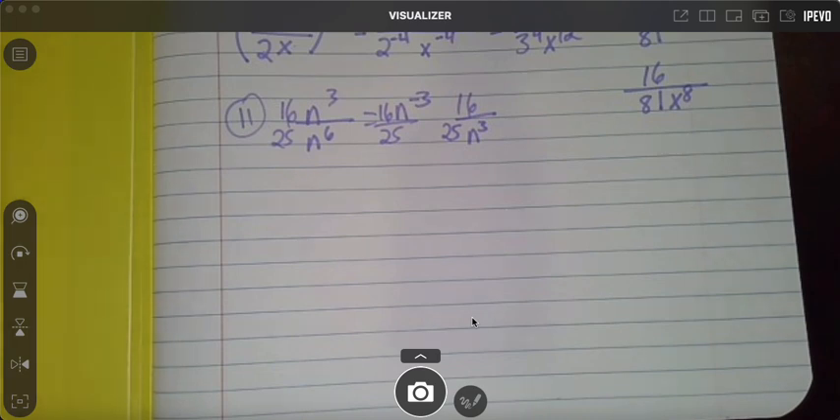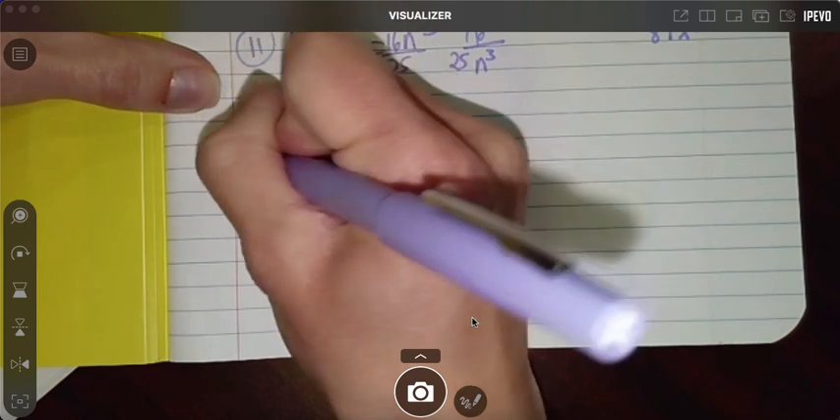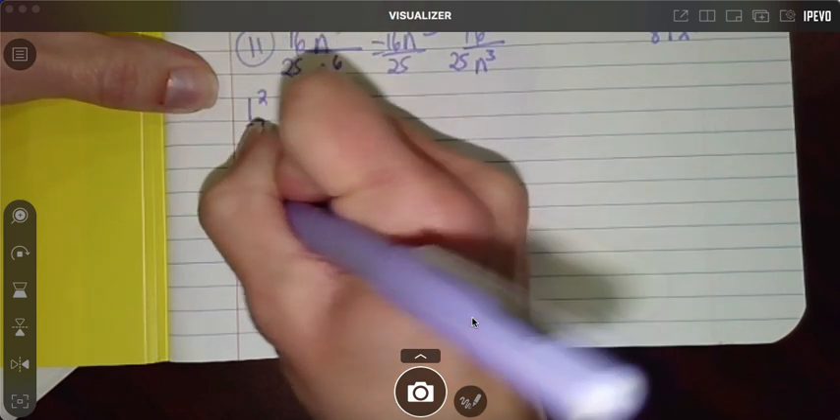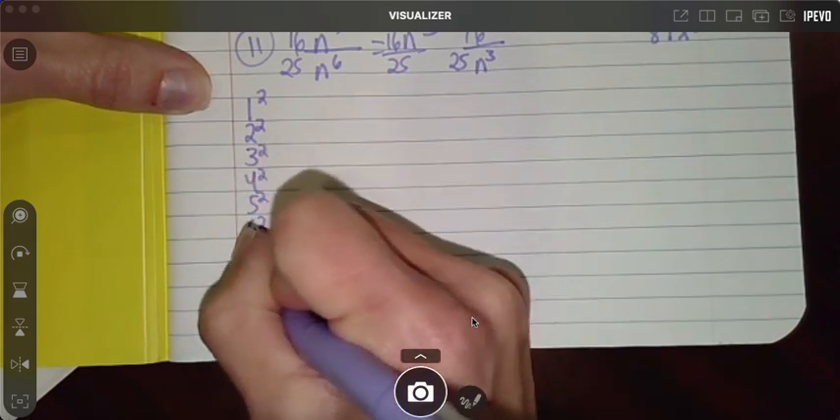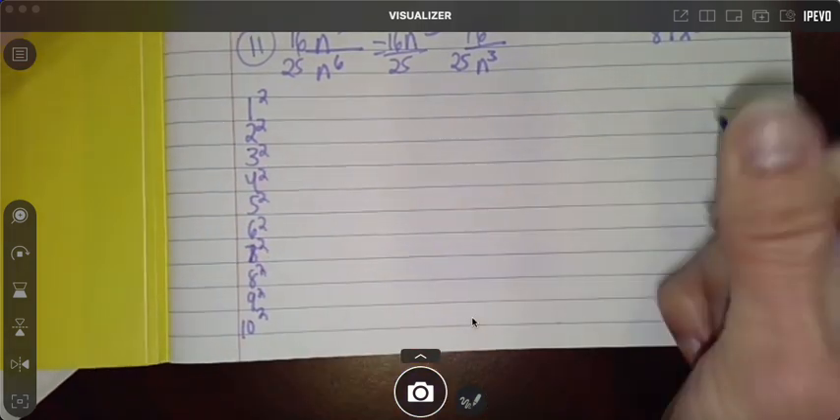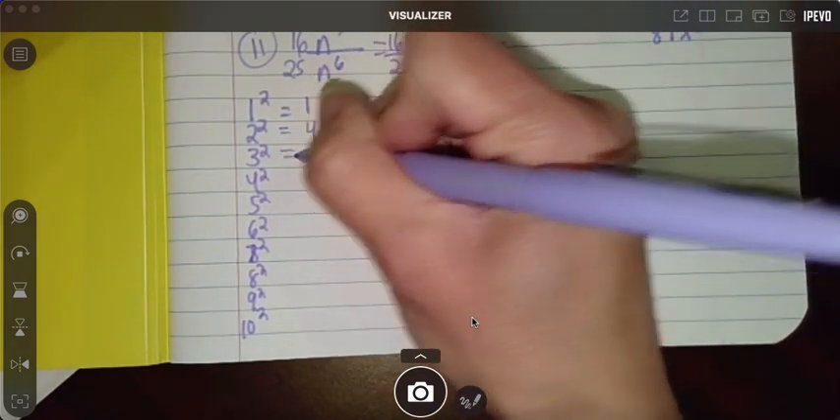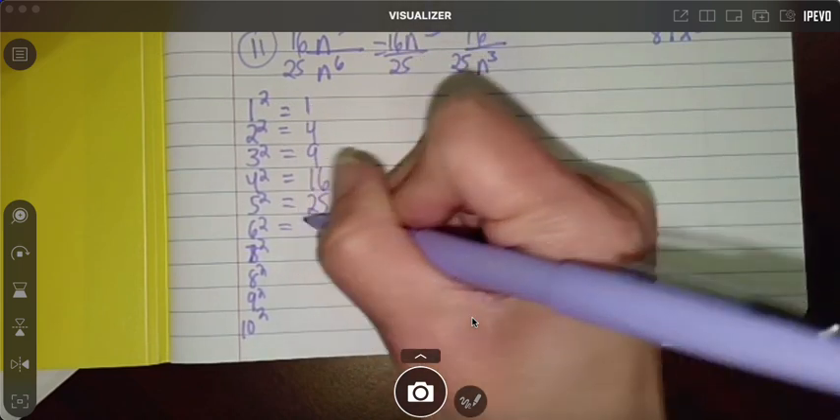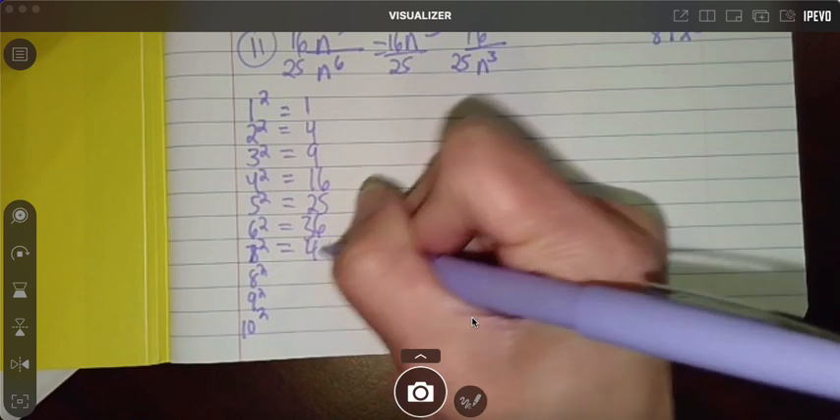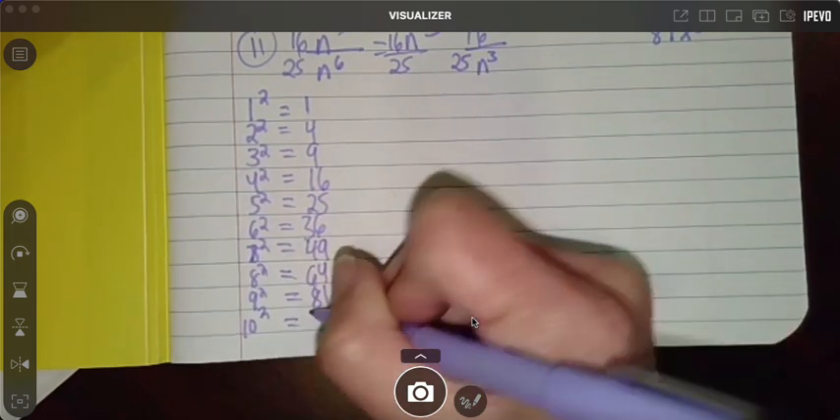So really quick, though, I want to go over some squares and cubes, and you can always just find these on your calculator. I forgot the 7, 9, and I'll go down to 10. What's 1 squared? 1. 2 squared? 4. 3 squared? 9. 4 squared? 16. 5 squared? 25. 6 squared? 36. 7 squared, 8 squared, 9, and 10.